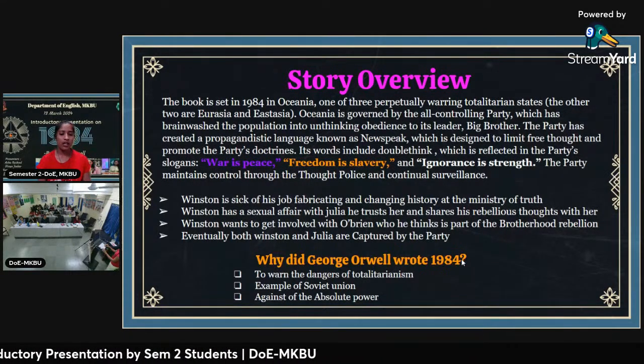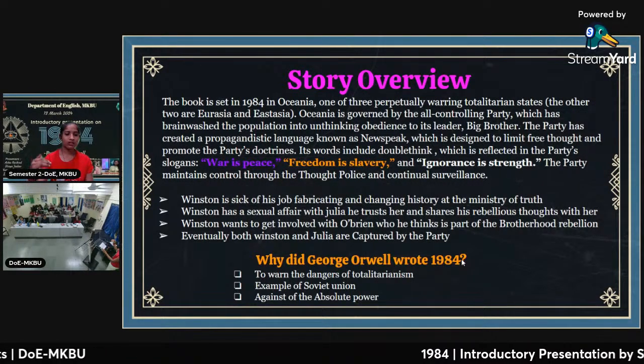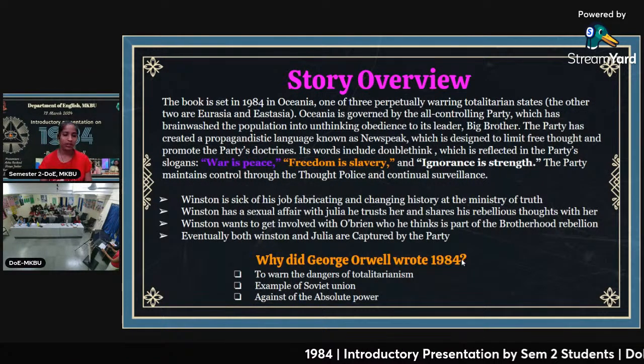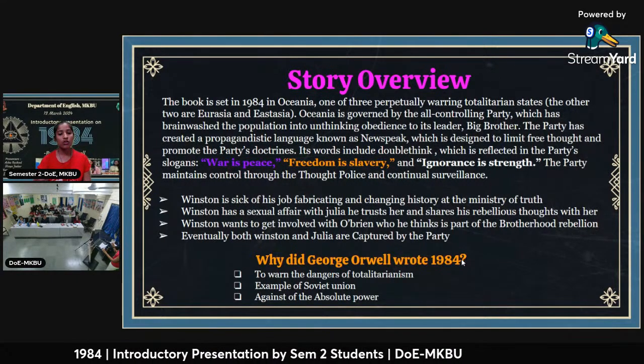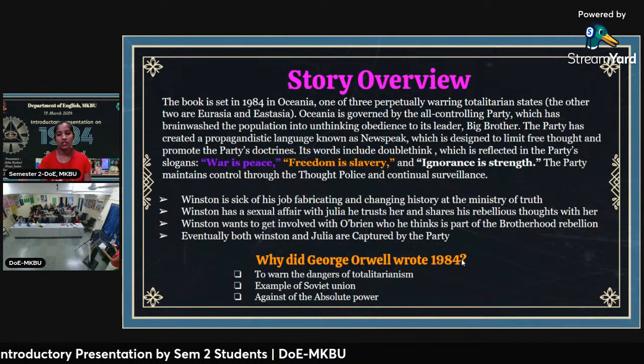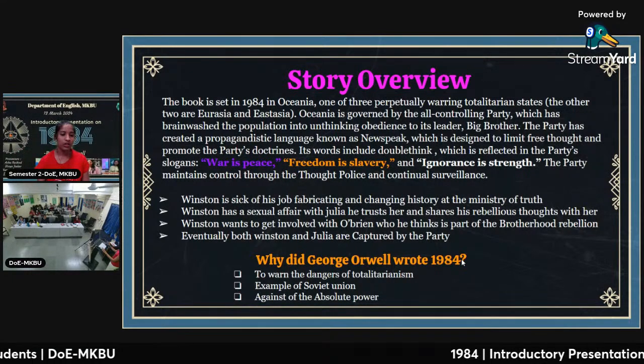He is 39 years old and very smart, and he is against the party. Winston is sick of his job of fabricating and changing history at the ministry. He also worked in the Ministry of Truth.